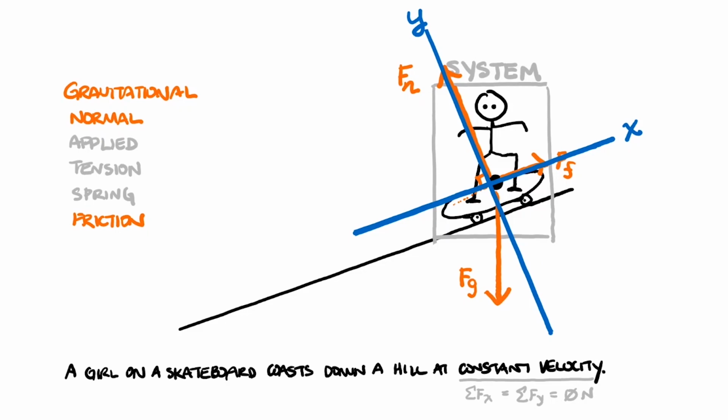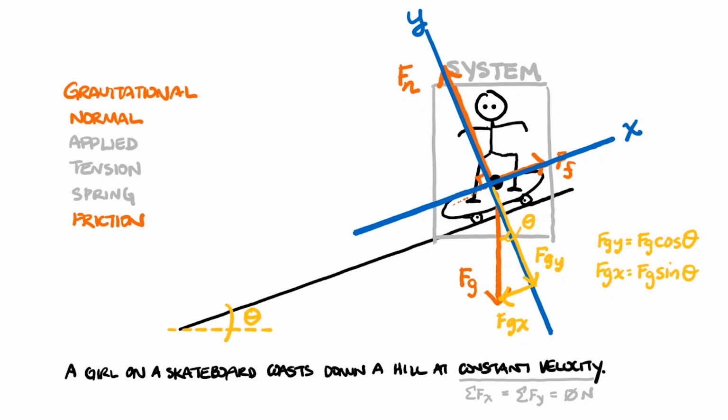To ensure all vectors are balanced in this constant velocity problem, we'd only need to resolve our gravitational force into its components. We can do this mathematically through the use of our trigonometric functions of sine and cosine of the angle theta. This angle between the y component of gravity and the resultant gravity is equal to the angle of the incline. Therefore, the y component of the force of gravity is equal to the force of gravity times cosine of theta, and the x component of the force of gravity is equal to the force of gravity times sine of theta.